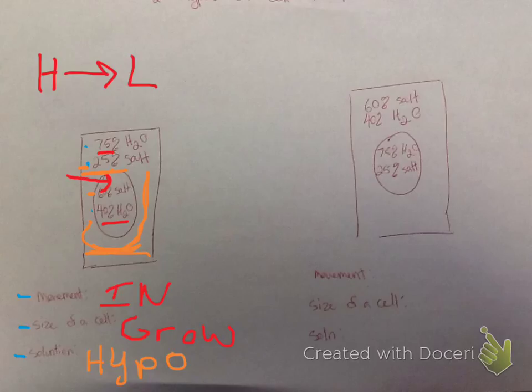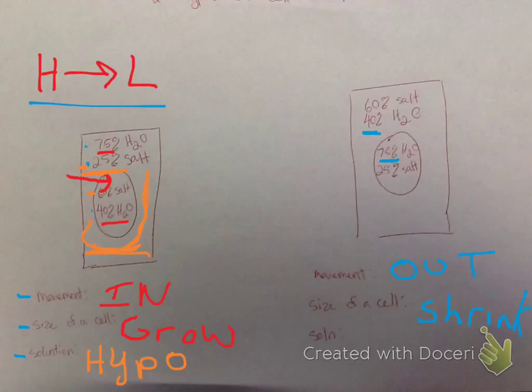Okay, so now let's look at the other example we have here. So again, draw it out, label everything. This time we have 60% salt on the outside and 25% inside. So let's look. If we know things move high to low, where's our movement of water going to be? Well, I have more water inside my cell, 75%, than I do outside. So water is going to move out. If water is going to move out, then what's going to happen to our cell? Well, things are moving out, so it's going to shrink in size. It's going to get smaller.